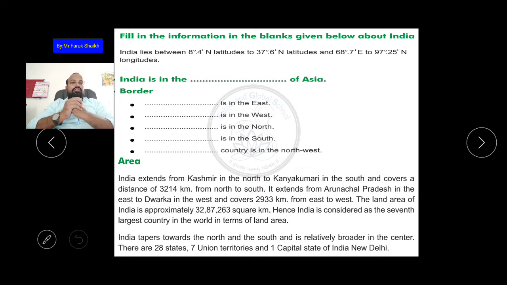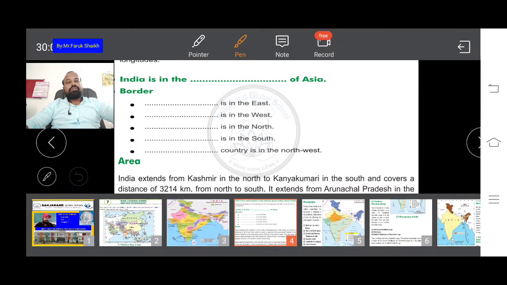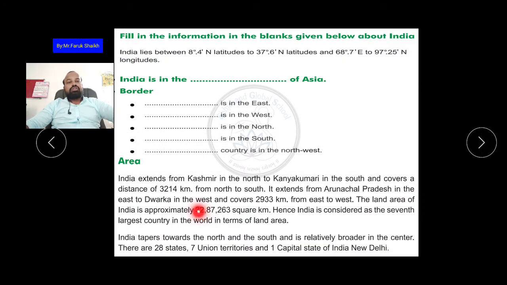Then the land area of India is approximately 32 lakh 87,263 square kilometer land area. Okay, the land area of India. So it is 32 lakh 87,263 square kilometer, यानी कि total land area होता है.